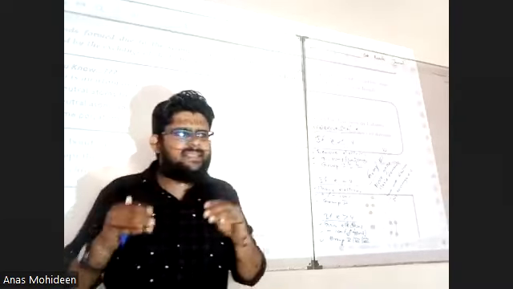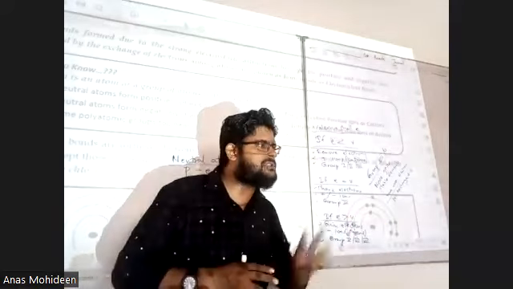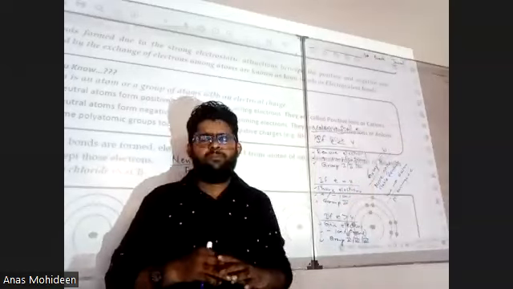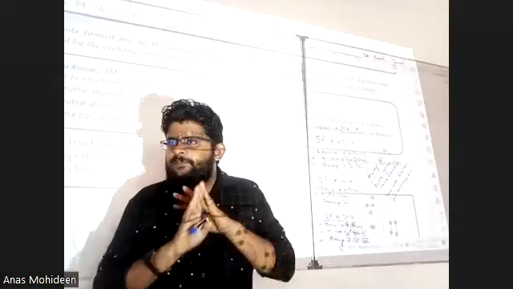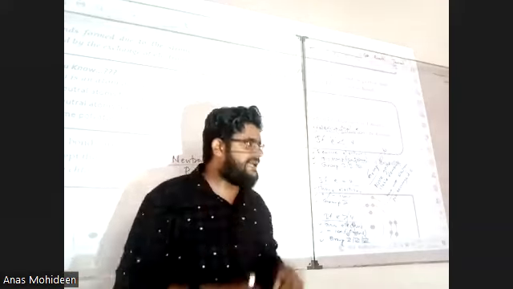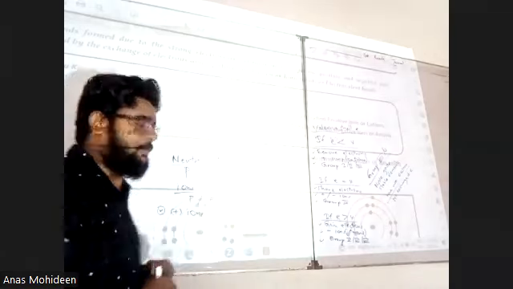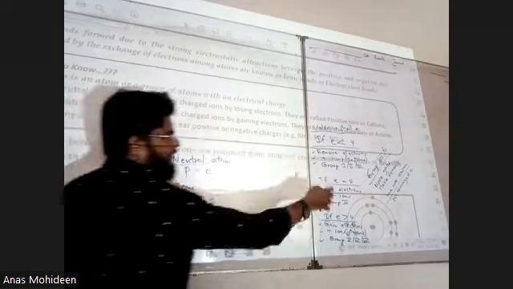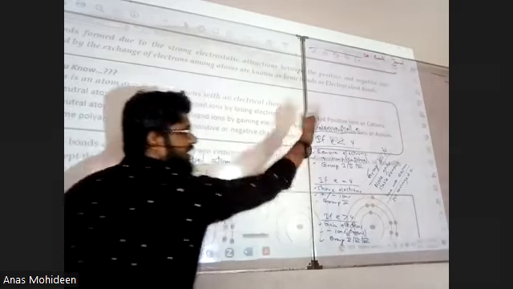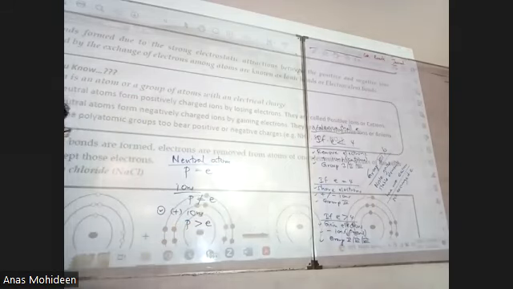Now, when I am making the ion, 2 electrons are removed. But am I changing my protons? Protons will never ever change, right? Protons stay the same. Then what has reduced? Electrons are reduced. Accordingly, in a positive ion, electrons are removed. That means protons should be more than electrons.